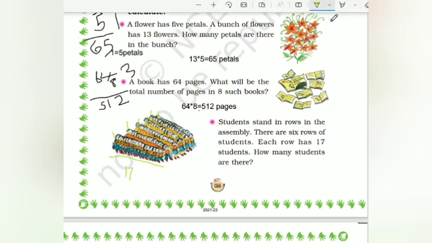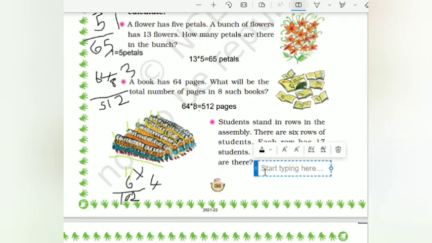How to do this? That is 17 multiplied by 6. 6 into 7, that is, 6 into 6 is 36. 6 into 7 is 42. 42. 6 into 6, 36. 6 into 7 is 42. Then plus 6 into 1, 6 plus 4, 10. 102 is the answer.